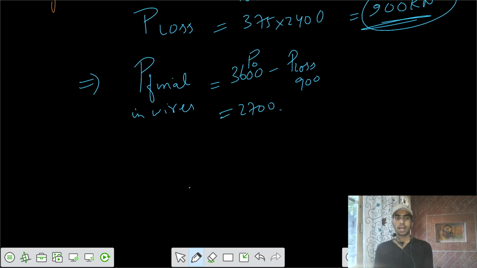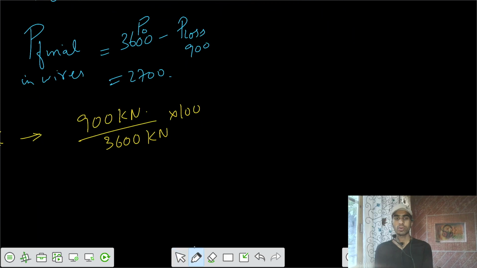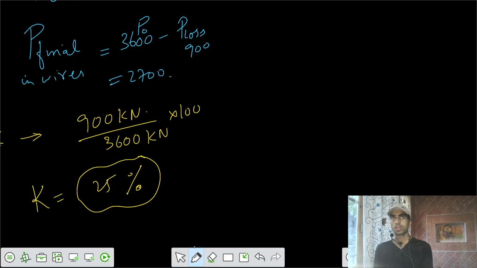We represent the percentage loss as percent K. That means how much percent of the total stress or total force has been lost. In this case, your percentage loss is equal to 900 kilonewton divided by the total force, which was 3600 kilonewton, into 100. That's 25%. So the total prestress force has been lost by some 25%.